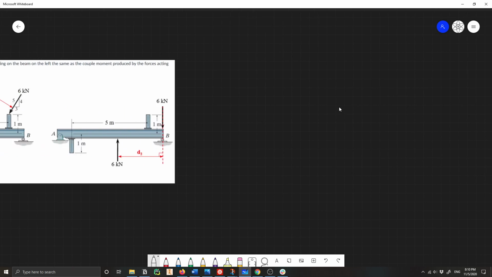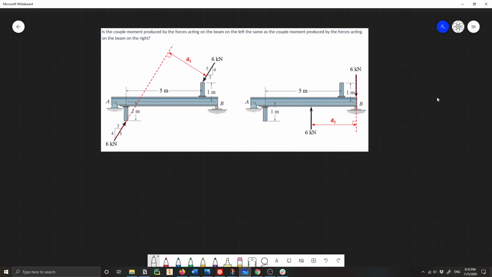Alrighty, so I wanted to talk about couple moments and how they differ from regular moments caused by forces. And to do that, I wanted to do it through an example problem. So let's bring that in. Okay, so in this one, we're asked if the couple moment produced by the forces acting on the beam on the left is the same as the couple moment produced by the forces on the beam on the right.